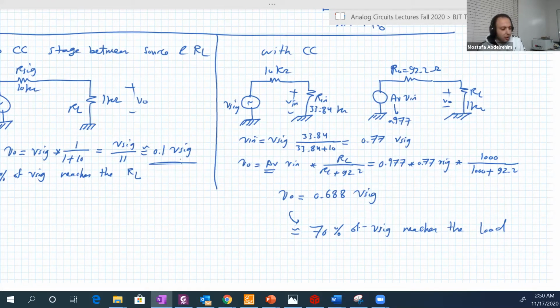Okay, guys, so that's all for the common collector. Next lecture we're going to talk about multi-stage BJT amplifiers, and then we finish the BJT amplifiers, and we go to another transistor, which is the NMOS transistor.